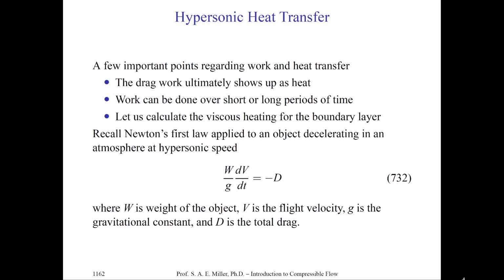Now, Newton's first law can be applied to an object decelerating in an atmosphere at hypersonic speeds. And we might write that as W, which is the weight of the object, g is the gravity, V is the flight velocity, and of course D is the total drag. So we can write W over g times dV/dt equals negative D. Try this out for yourself. It's really dV/dt equals negative D g over W, rearranged.